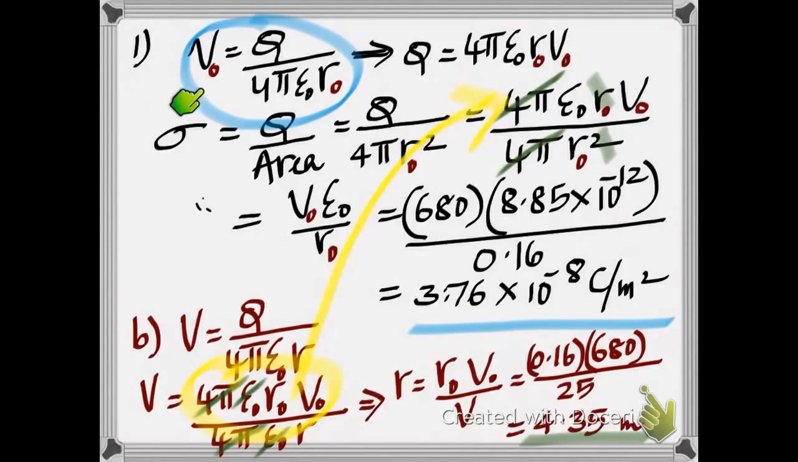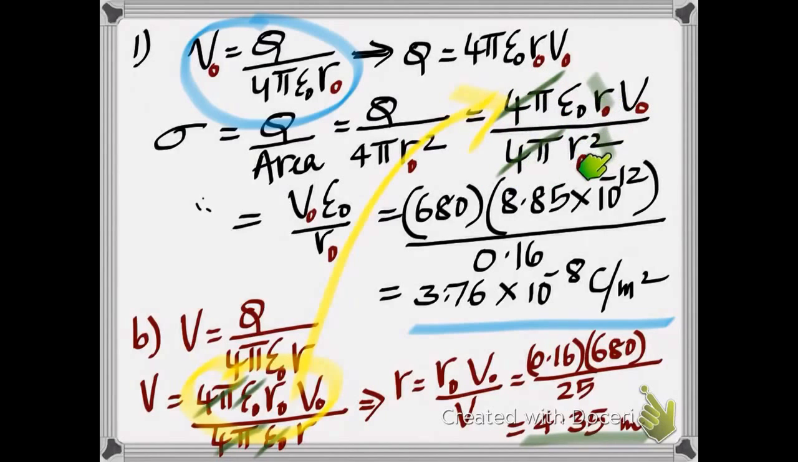Okay, the formula for potential due to a conducting sphere is Q by 4 pi epsilon naught R naught, where R naught is the radius of the sphere. So when you rearrange, you get Q in this form, and sigma, the surface charge density, is the total charge divided by the surface area of a sphere. So when you substitute for Q from here, you see that these terms cancel out.